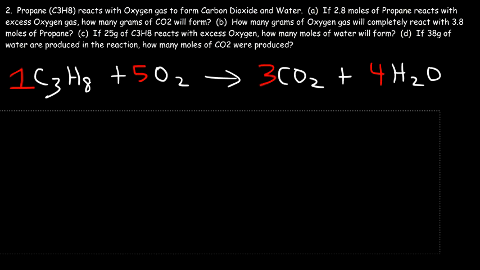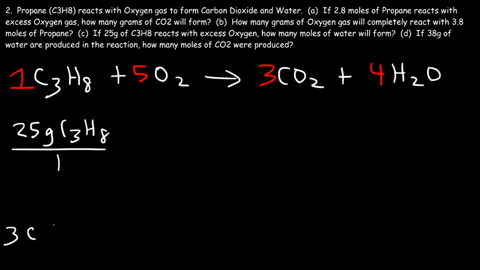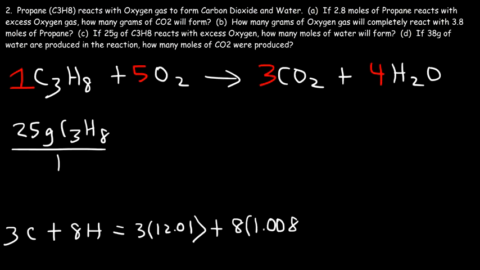So let's begin. Let's start with what was given to us in the problem. That is 25 grams of propane. Now we need to find the molar mass of propane. It has 3 carbons and 8 hydrogens. So that's 3 times 12.01 plus 8 times 1.008. So that works out to be 44.094 grams per mole.